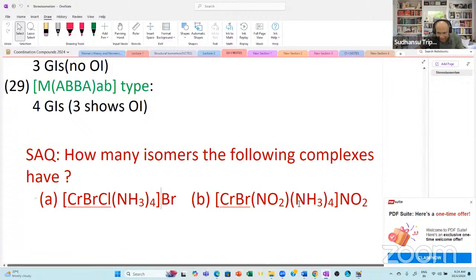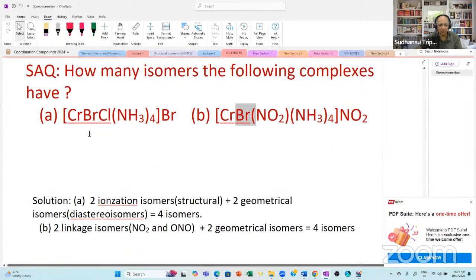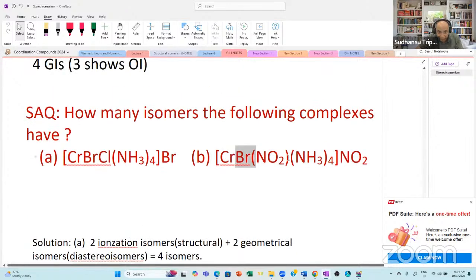And since nitrite and nitrite both are there, this will not go, but bromide ion can go outside. Similar type. Bromide ion can go outside, and NO2 can come here, make it 2. Same type, A4B2 or A4BC. So this is similar to the second one. This will additionally form a linkage isomerism here. NO2 can be written as ONO.